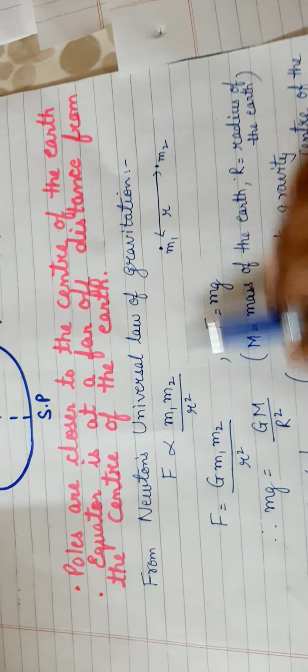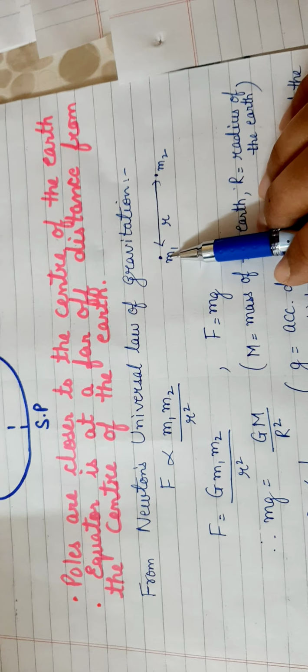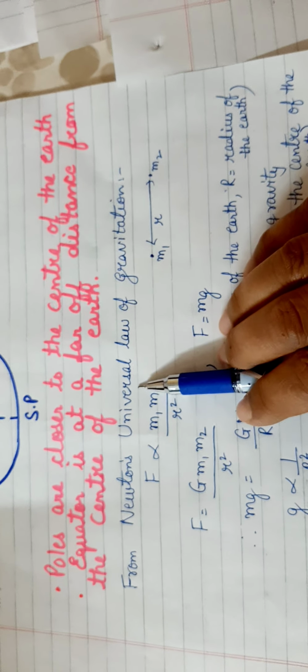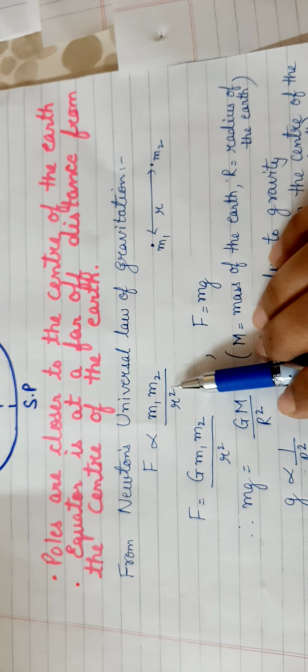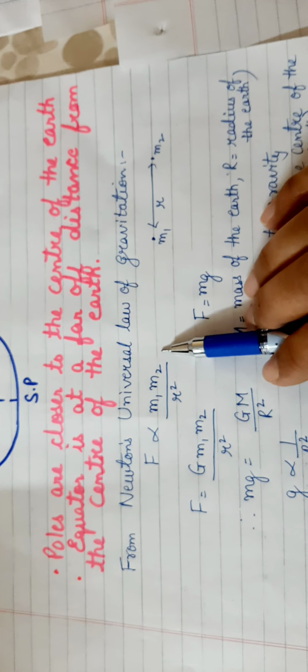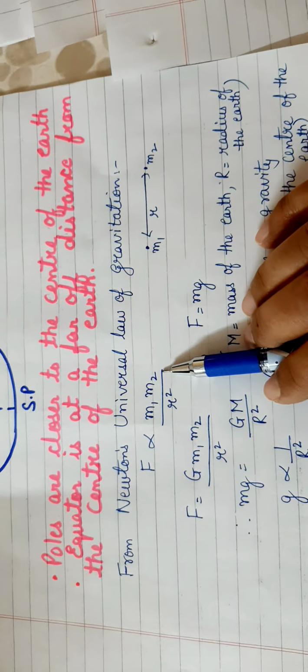Okay, I repeat, every object on the earth exerts a force on the other. So the mutual force of attraction of the first on the second and the second on the first is directly proportional to the product of the masses and inversely proportional to the square of the distance between them. Why is it called a universal law? Because it applies not only to the objects on the surface of the earth, but also to the objects in space. That is, it applies to the different planets which are present in space. We will study about it in detail in the next chapter.